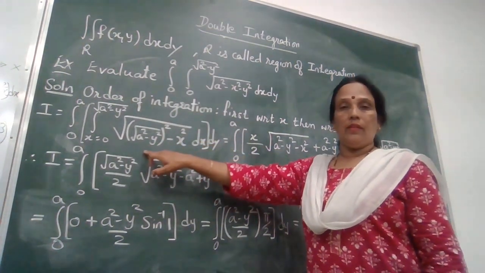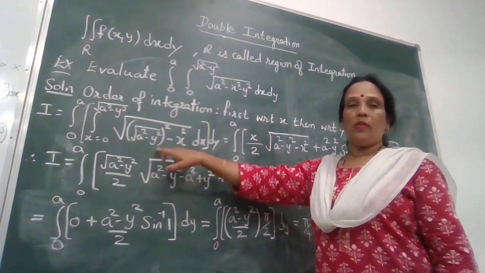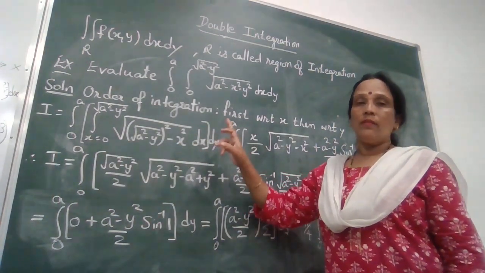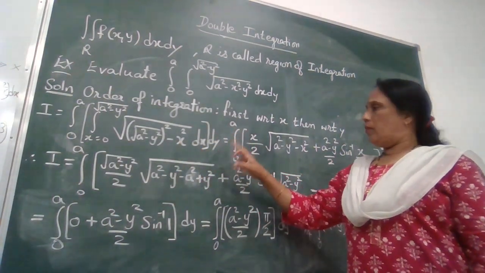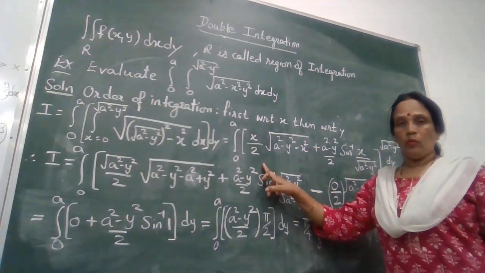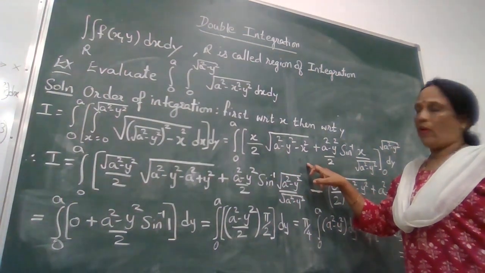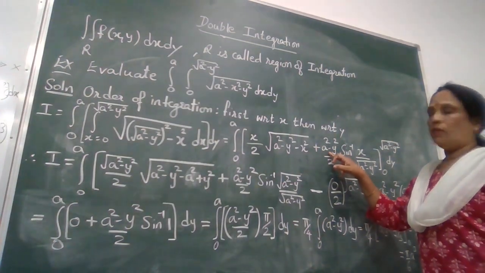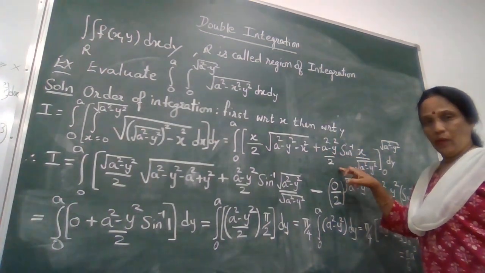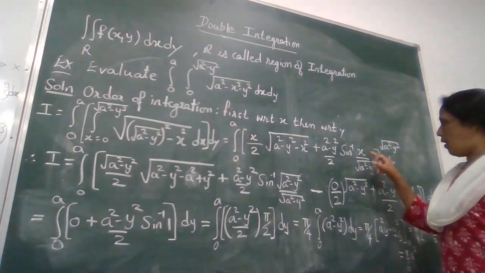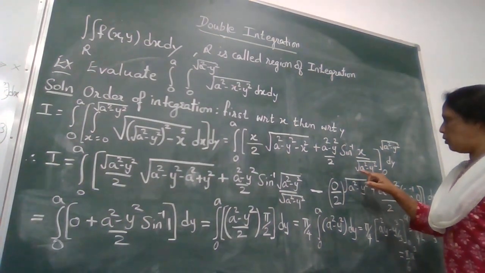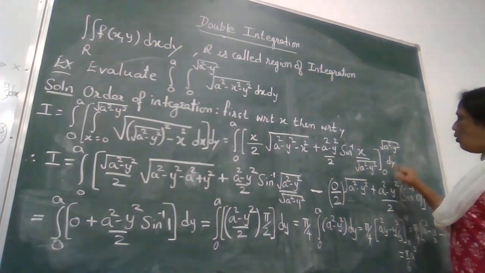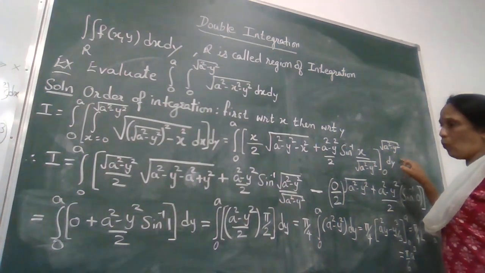Now looking at the integrand, we see that this integral can be solved by using the integration formula of root of a square minus x square. So the result will be x upon 2 root of a square minus x square plus a square upon 2. So here the constant term square is a square minus y square by 2 sine inverse x upon the constant term, which is root of a square minus y square. The limits of integration are 0 to root of a square minus y square.